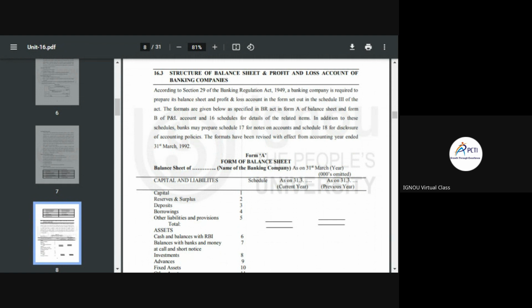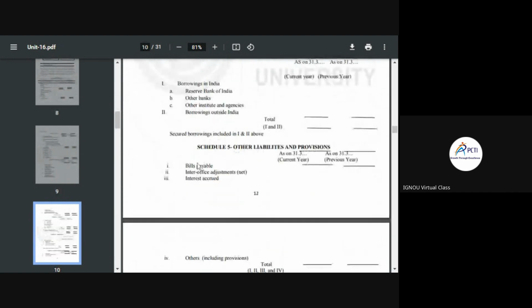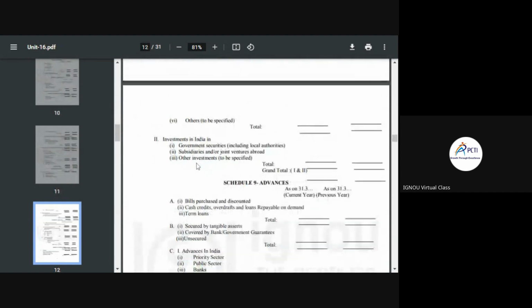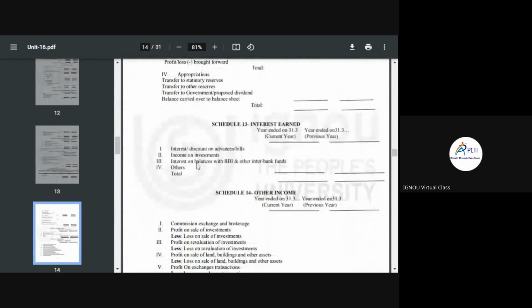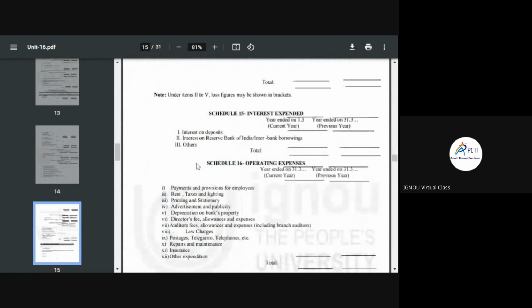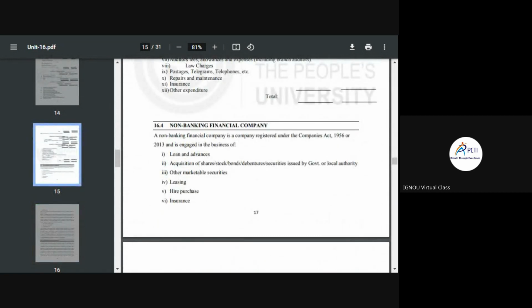Basically, in addition to these schedules, banks may prepare Schedule 17 for notes on account and Schedule 18 for disclosure of accounting policies. Here we have the format of a particular balance sheet which we have already discussed in our previous lectures. You can go through this whole format of P&L and balance sheet at your home, because we have already discussed it.